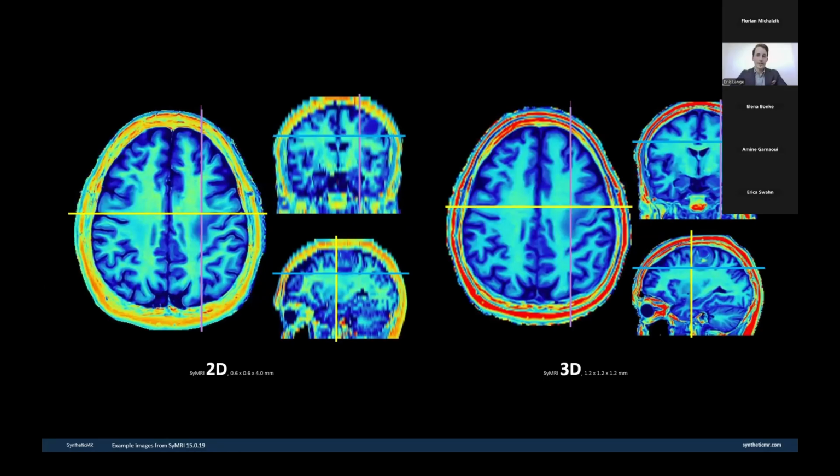We've had SyMRI in 2D available for some time, and this is still an excellent sequence which provides great in-plane resolution, and in certain scenarios this is what many customers prefer to use, but it has slightly thicker slices and a small slice gap. So since last year we also have a 3D version available, the key difference of course being isotropic imaging and no slice gap, allowing you to reformat images into axial, coronal, or sagittal. So this provides a very neuro-relevant form factor with whole brain coverage for modern MRI workflows.